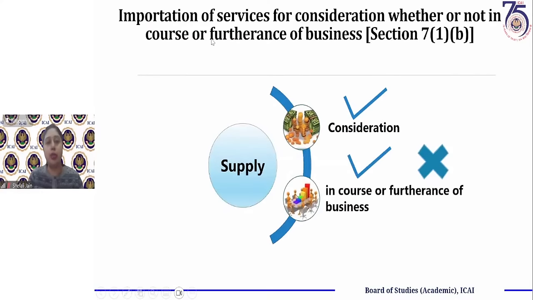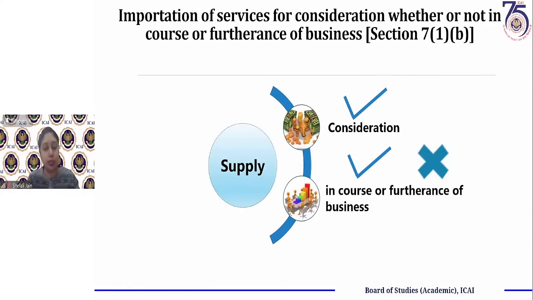Before that, now first exception. We said anything for consideration will only be a supply, and second, we said anything in course or furtherance of business will be considered as supply. So consideration plus business purpose should be there. Now, the first exception is to the business test. We say that import of services for consideration, whether or not in course or furtherance of business, is also a supply. Section 7(1)(b) says that even if you are importing any services for a consideration, whether or not for business purpose, it will be considered as supply.